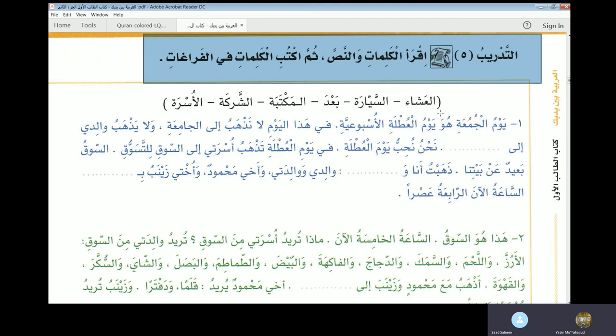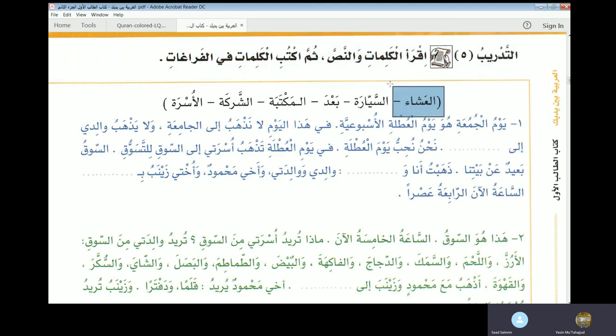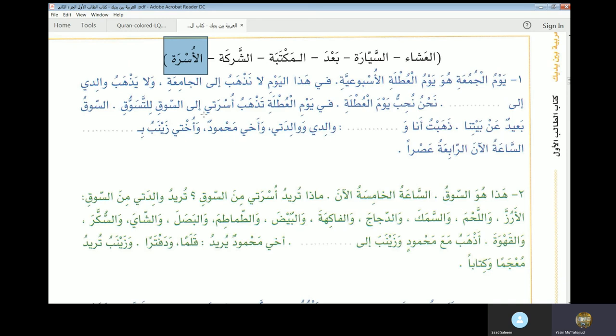So the word at the top is al-asha, which means dinner. Okay. Sayara, car. Bada, after. Maktaba, library. Asharika, company. And usra, family.